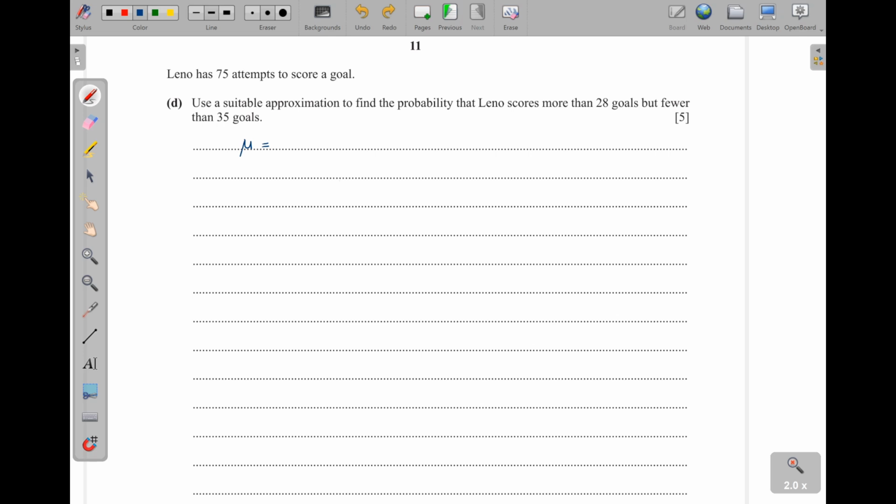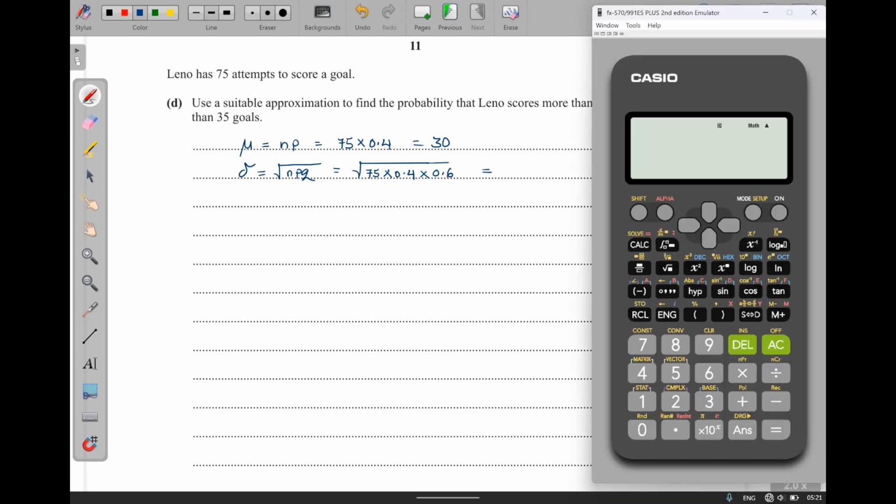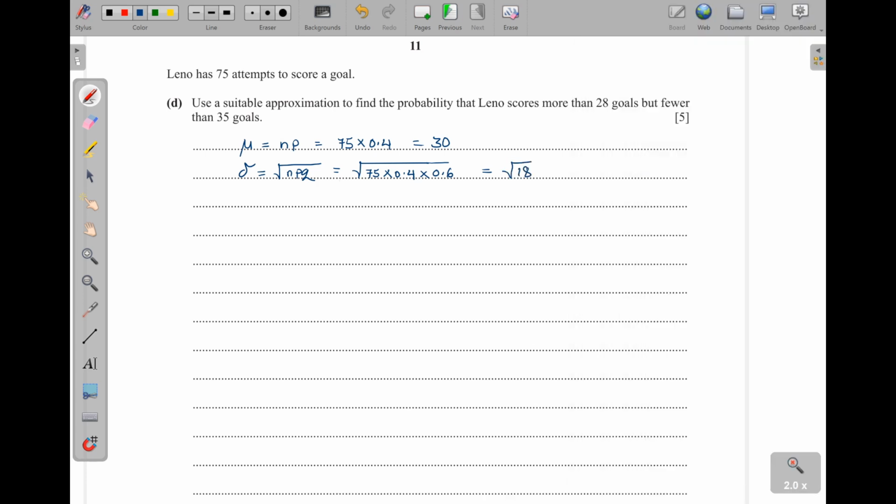So mu is going to be np here. So our n is 75, and then the p is 0.4. We have seen it before. So this one gives us 30. And then the standard deviation, which is the root of variance, and variance is given by npq. Then we shall have the square root of 75 times 0.4, then times 0.6. What does this one give us without the square root? 75 times 0.4 times 0.6. That one gives us 18. So we shall have the square root of 18.